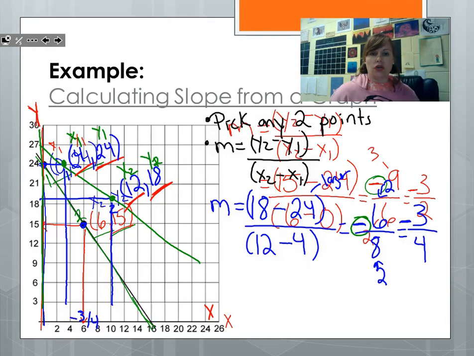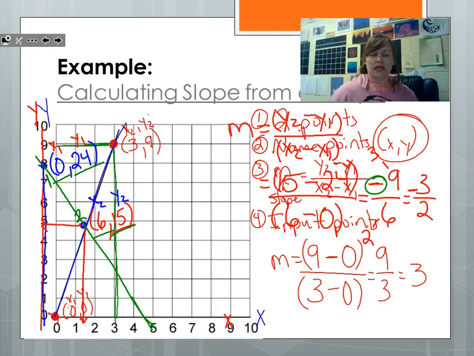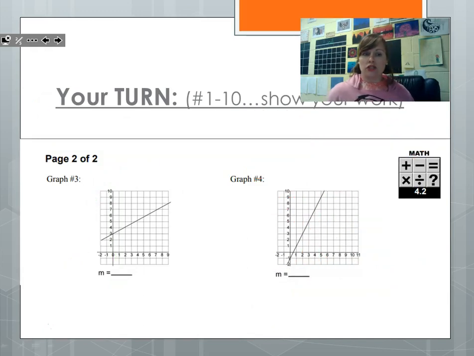So now, your job is to go through and complete number 2 through 10. When you write on the paper, or if you don't have a paper, on a piece of paper, make sure that you are drawing. I need to see this. I need to see what 2 points you chose. I need to see that you've shown your work on this side of the graph or on this side of the graph, and then you put your final answer where m equals and the underline.